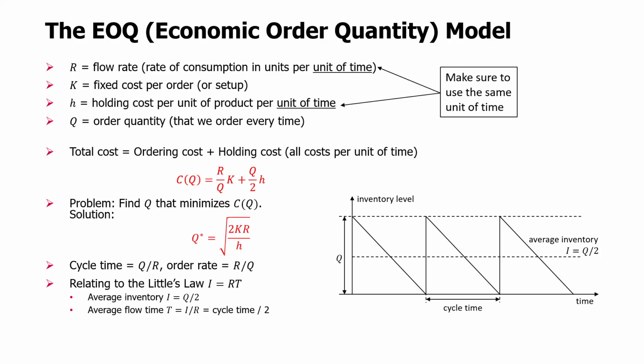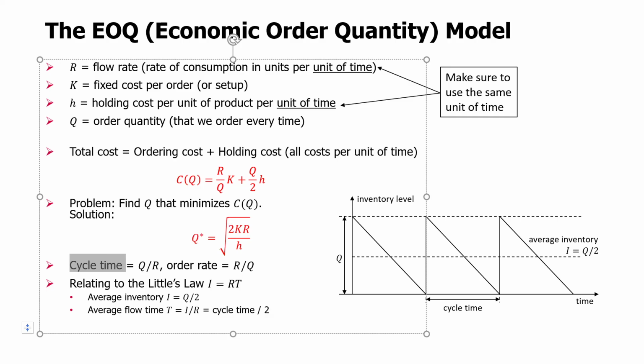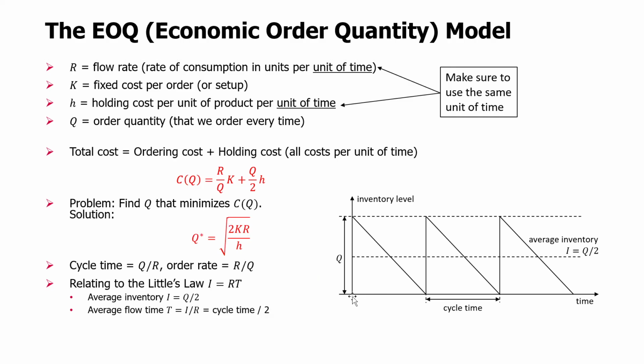Notice that we said average inventory I is Q over 2, right? So average inventory is Q over 2. And average flow time then, from this formula, assuming flow rate is given and constant, can be calculated as I divided by R, which is equal to the cycle time over 2, right? Remember, I divided by R, then you plug in Q over 2 here, so we actually get cycle time divided by 2.